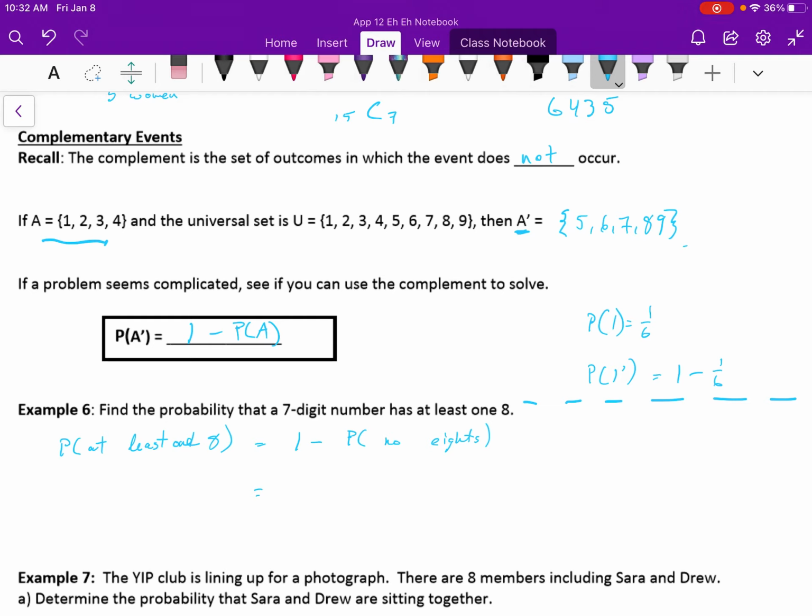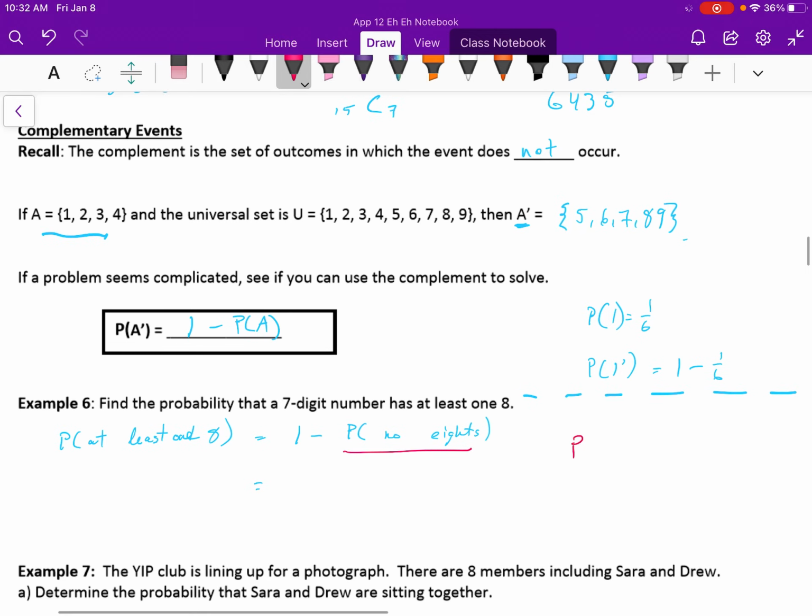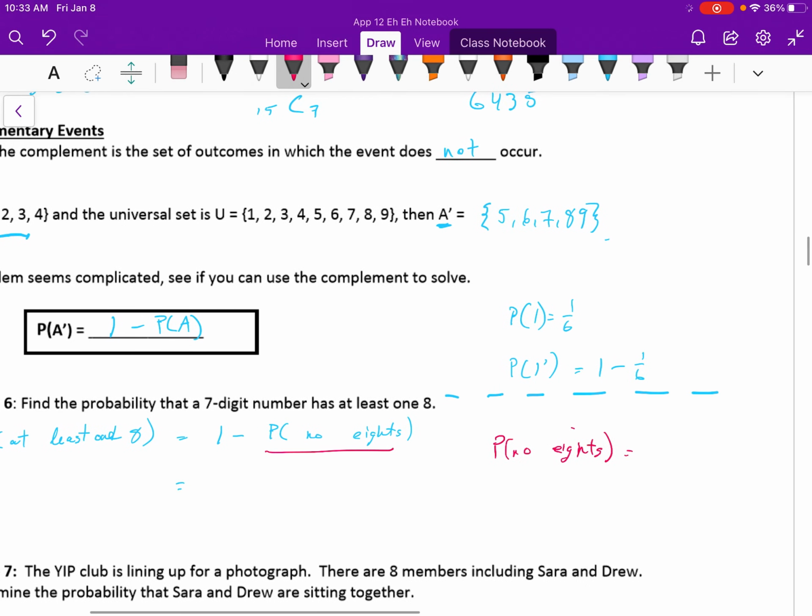The probability of no 8s. So I'm maybe going to underline this in pink. So the probability of no 8s, I'm going to try to work over here, and if I need more space, I'm going to write it over to the right. So the probability of no 8s is going to be the number of ways that I can make a number that's no 8. So a 7-digit number.